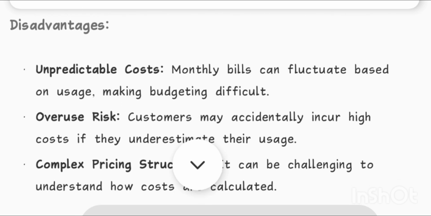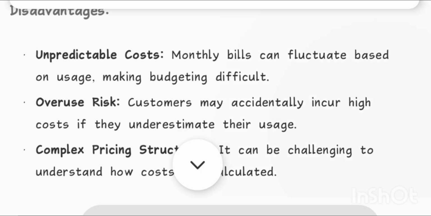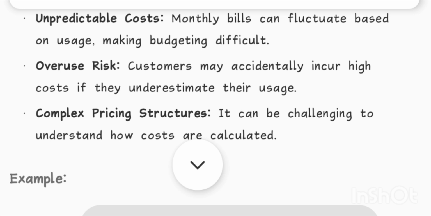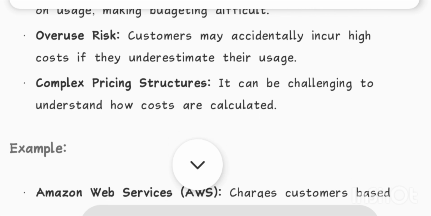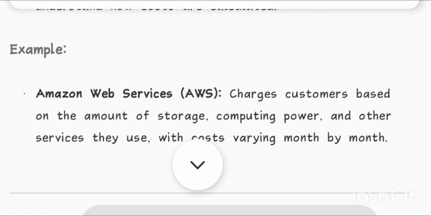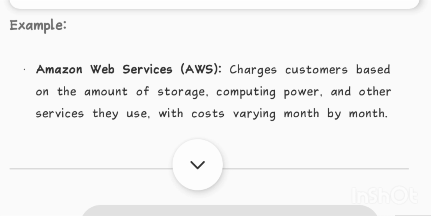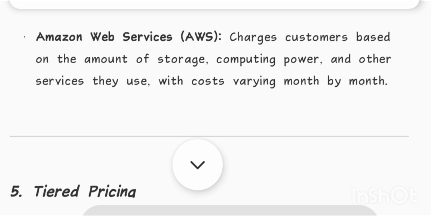Disadvantages. Unpredictable costs. Monthly bills can fluctuate based on usage, making budgeting difficult. Overuse risk. Customers may accidentally incur high costs if they underestimate their usage. Complex pricing structures. It can be challenging to understand how costs are calculated. Example, Amazon Web Services, AWS, charges customers based on the amount of storage, computing power, and other services they use, with costs varying month by month.